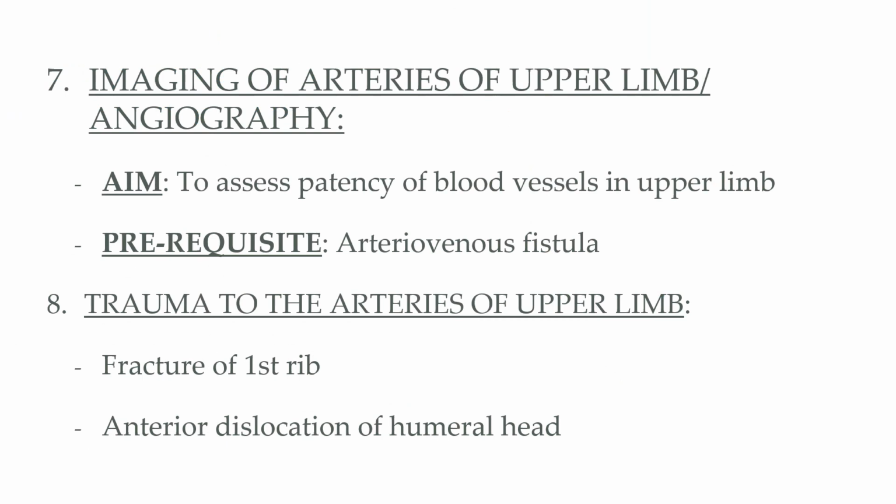Angiography implies imaging of the arteries. In this procedure, a radio contrast dye is injected into the blood vessel in order to check the patency of the blood vessel. And when is it done? Before performing an arteriovenous fistula, as in patients with chronic renal failure, before performing dialysis. Trauma to the arteries in the upper limb may occur in conditions like fracture of the first rib or anterior dislocation of the humerus. In these two conditions, the axillary artery may get ruptured.